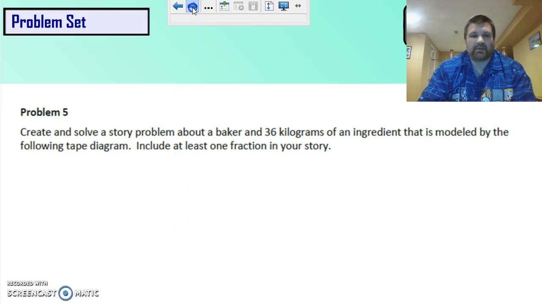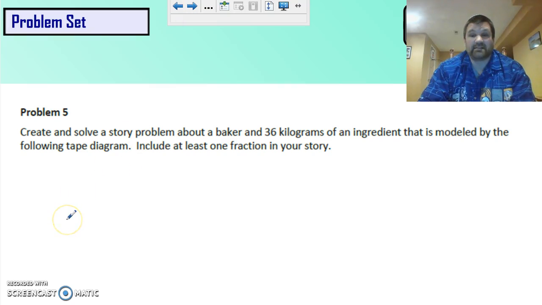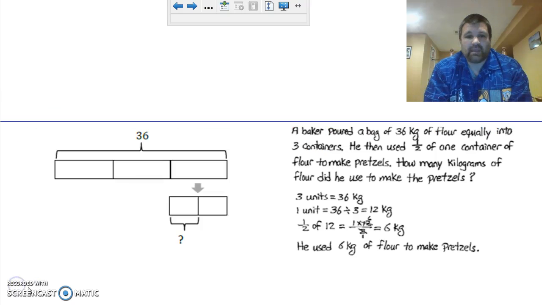Okay, problem set number 5. So we have one more after this. Pause it, and then I'll have the answers ready. Go. Okay, again, I didn't really want to write it down, so I'm just going to use the book's answers. So a baker poured a bag of 36 kilograms of flour equally into 3 containers. He then used a half of 1 container of flour to make pretzels. How many kilograms of flour did he use to make the pretzels?